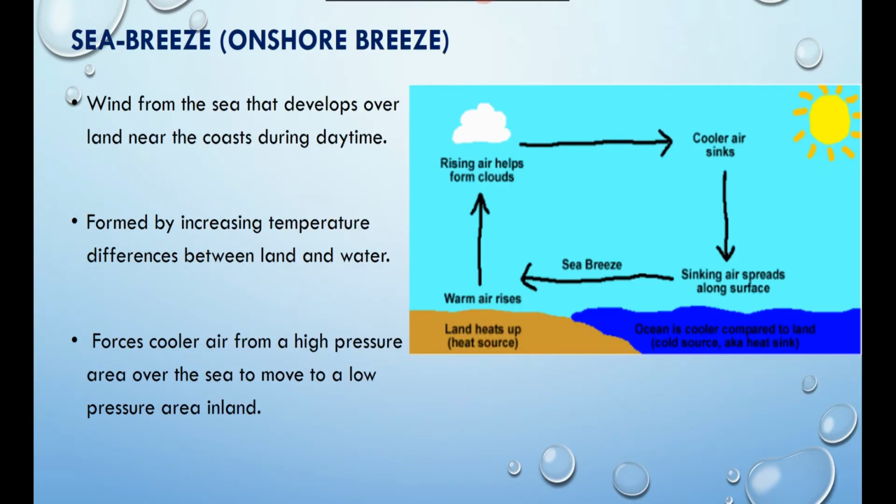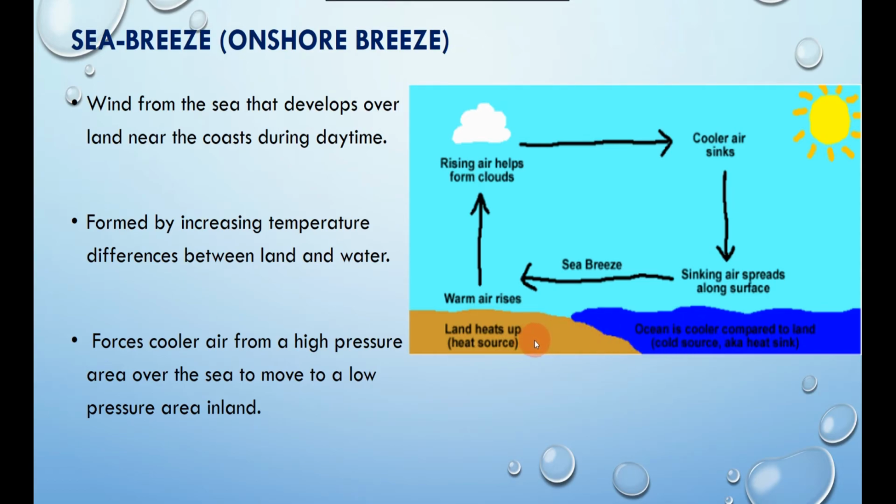Next is the sea breeze or the onshore breeze. Wind from the sea that develops over land near the coast during daytime, formed by increasing temperature differences between land and area, and forces cooler air from a high-pressure area over the sea to move to a low-pressure area inland. So, ganito lang yung process niya. So, as the sun rises, mas nauunang umiinit yung land kaysa dun sa tubig dagat.